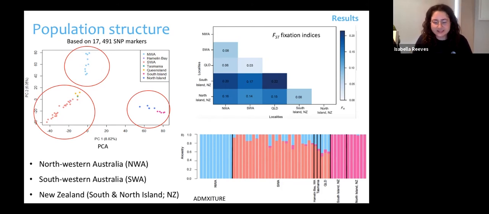So what we can see is it does highlight this idea of these three populations, which are also highly supported. So we've got Northwestern Australia as one population, Southwestern Australia as another population, and New Zealand as the third population. So we can conclude that indeed we do have a minimum of three populations.